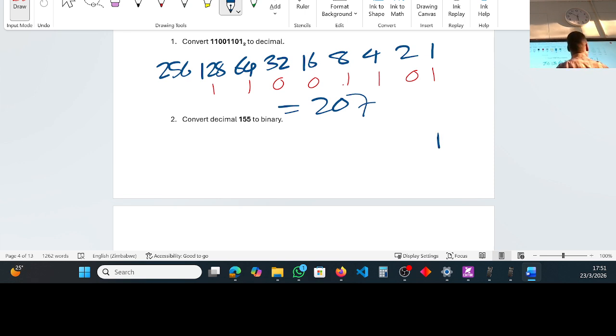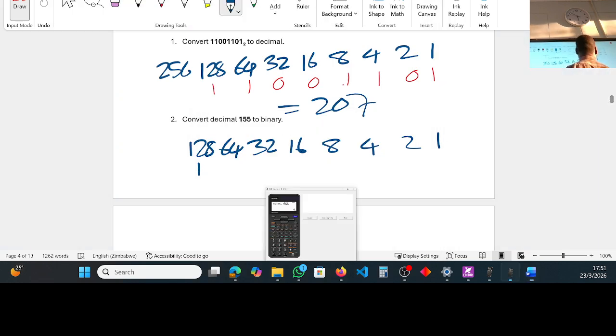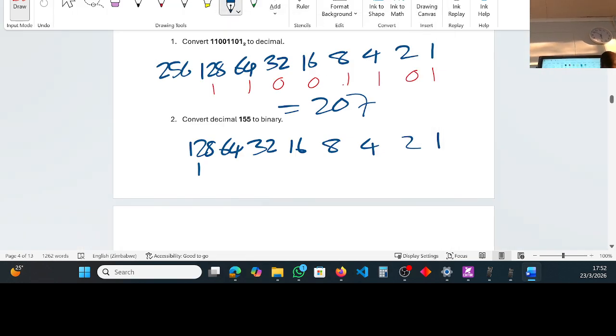Convert 155 to binary. We use the same scale, 1, 2, 4, 8, 16, 32, 64, 128, 256, we won't reach there. So you can start by putting a 1 there and use our calculator: we have 155, we subtract 128. The result is 27.